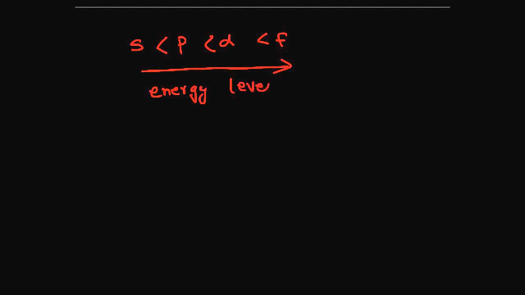First of all, S orbital is filled, and P is filled, and D is filled, and F is filled. So this means P has higher energy than S, D has higher energy than P, and F has higher energy than D. Energy level is increasing. Now let's begin.